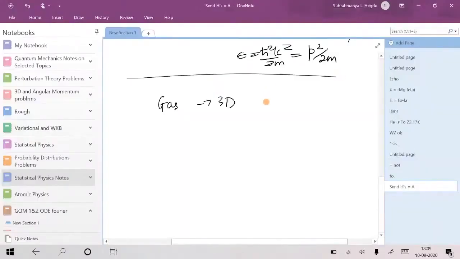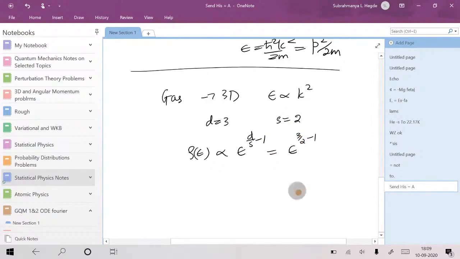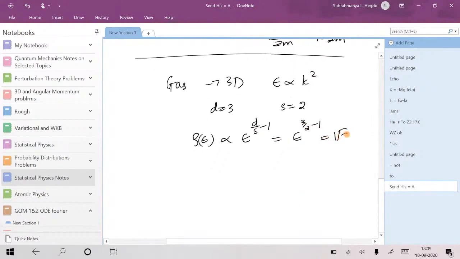What I'm going to do is take the dispersion relation energy proportional to k squared. Now the dimension d is equal to 3, and s is equal to 2. Energy is proportional to k to the power s. Then rho of E is proportional to E to the power d by s minus 1. Can I write like this? That's E to the power 3 by 2 minus 1, which is equal to root E. That's what happened in the case of 3D: rho of E was proportional to root E, which you have already remembered.